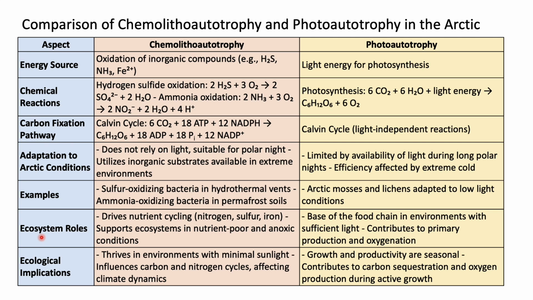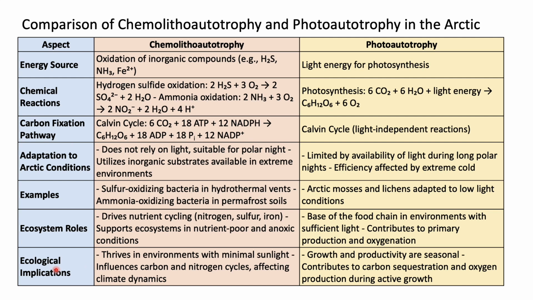What are their roles in the ecosystem? The chemolithotroph drive the nutrient cycle, basically nitrogen, sulfur and iron cycles. They also support the ecosystems in nutrient poor and anoxic conditions. In the case of photoautotrophy, they are the base of food chain in the environment. When sufficient light is present, they are the primary producers and they produce oxygen.